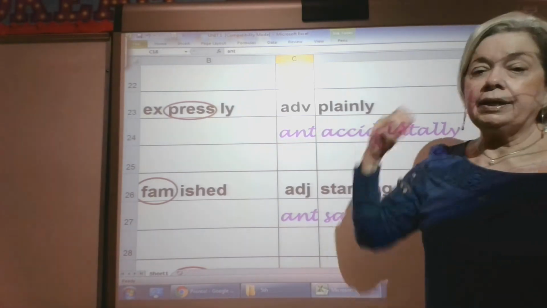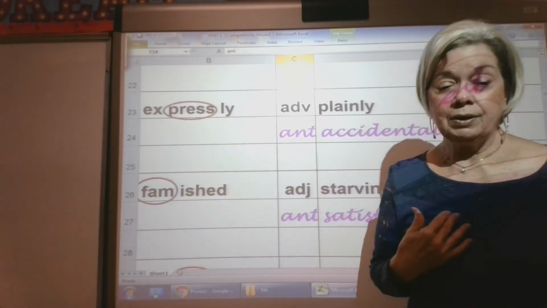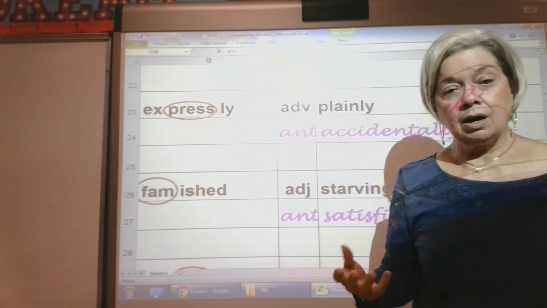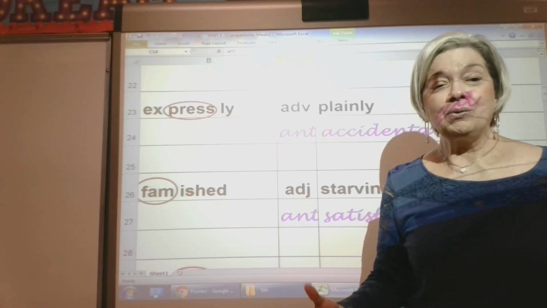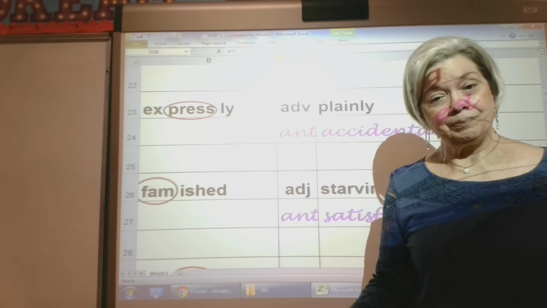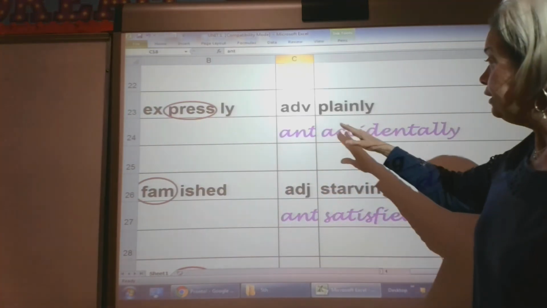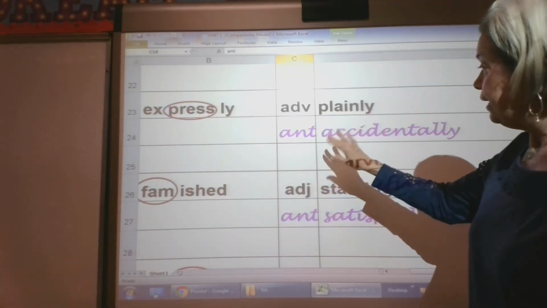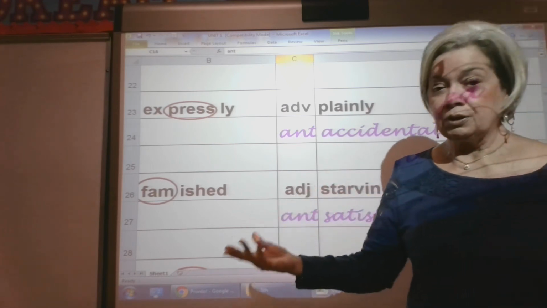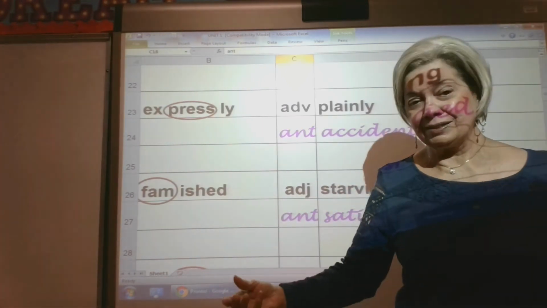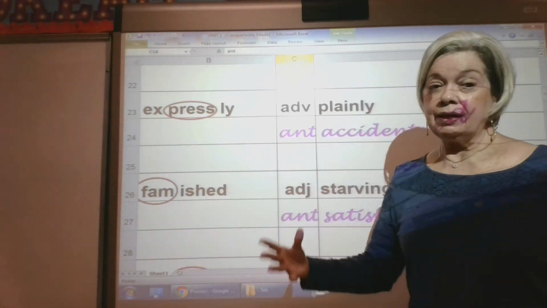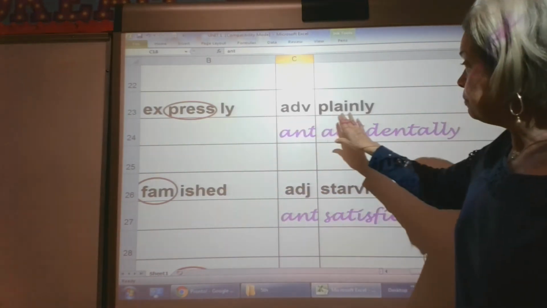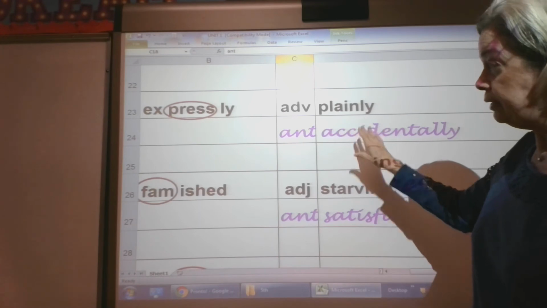It means plainly. So I hope that with this video, I am expressly explaining to you how vocabulary has to be done. So it means clearly or plainly. The antonym is when I didn't really prepare, it all accidentally happened, but obviously I clearly and plainly have prepared this lesson. So expressly means clearly or plainly.